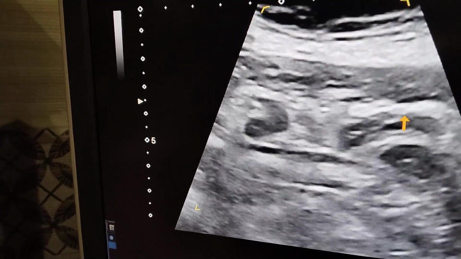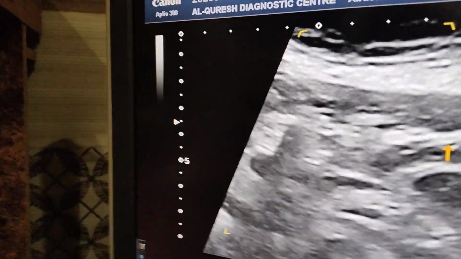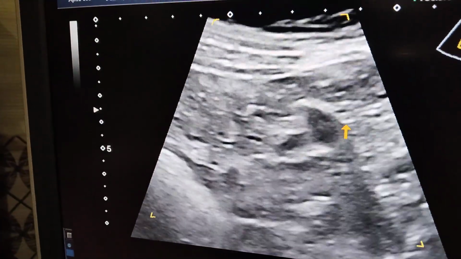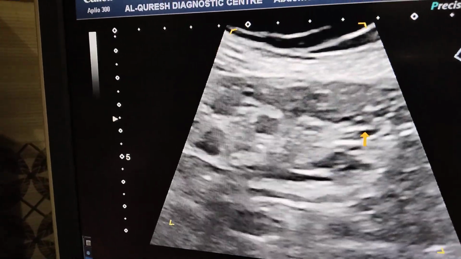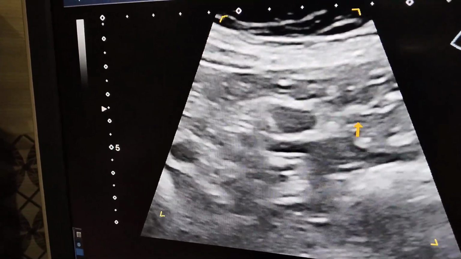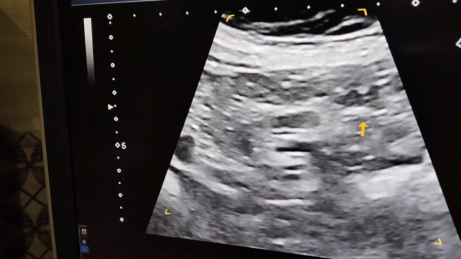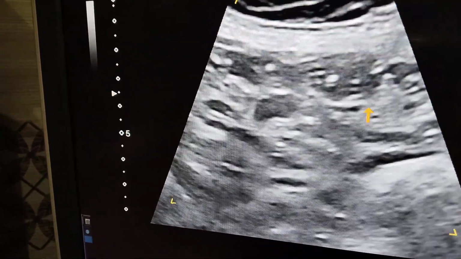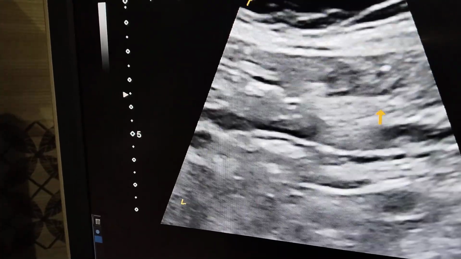So in conclusion, this is the case of adenomyosis of the uterus with extra pelvic involvement, omental endometriosis.